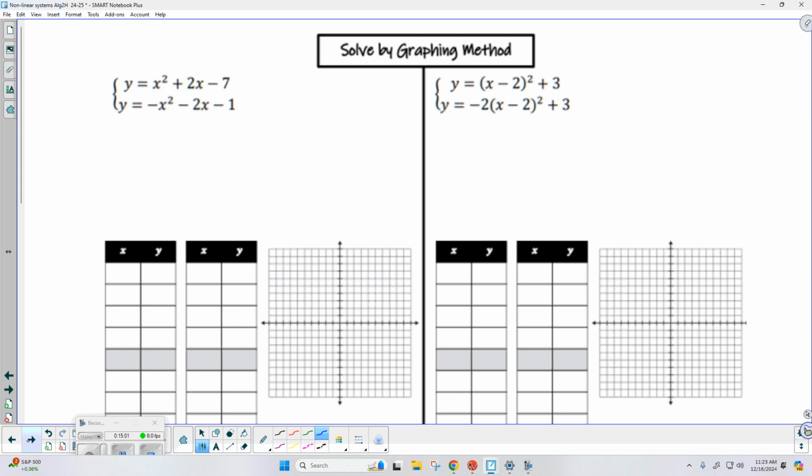If you'd like, I could show you in the calculator how to find the intersection. You want me to do that? Let's do it that way. Okay, so let's try this first one. And it doesn't matter if it's two quadratics or if it's a linear quadratic.